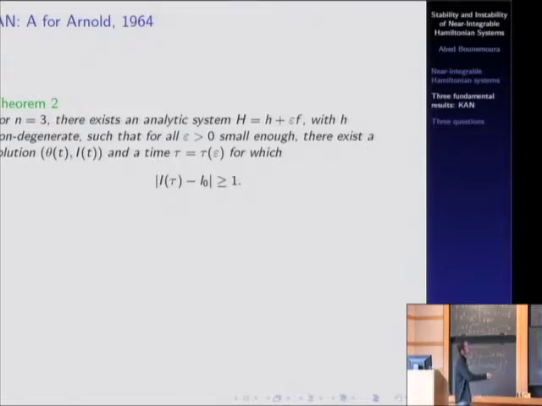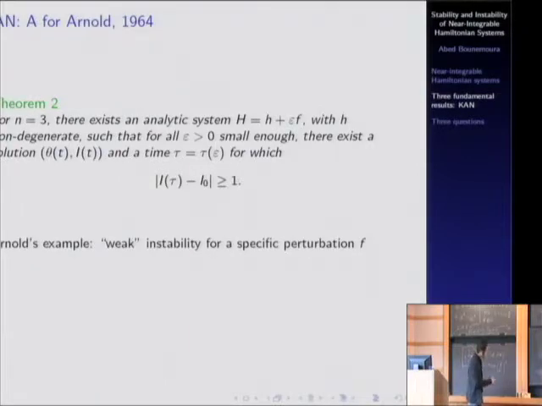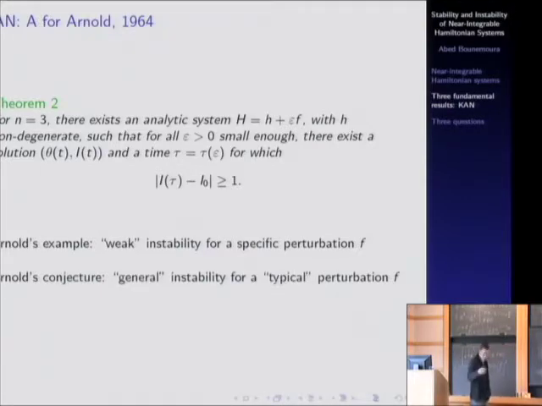This is what is called Arnold diffusion sometimes, or Arnold instability. So Arnold's example, this theorem, is a weak instability, I put quotation marks, because it says basically that you can go along one direction. You can expect much more, and much more is expected, but we don't know yet for the moment. For a specific perturbation, here there is one perturbation. Now along with Arnold's example, there's Arnold's conjecture, which said that you have general instability. I'm not going to explain why, maybe later I'll give an example of what would be general instability for a typical perturbation. But this is a very difficult question.